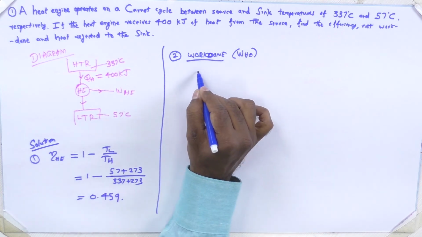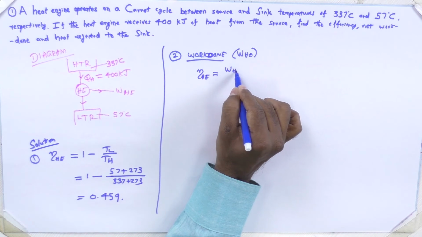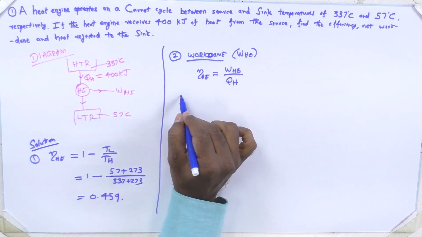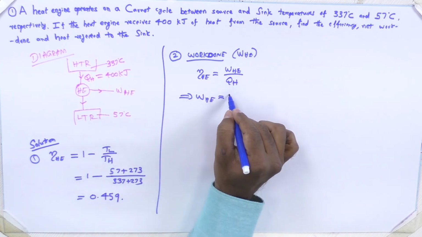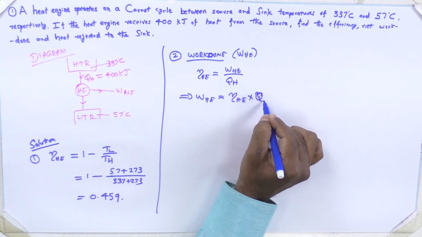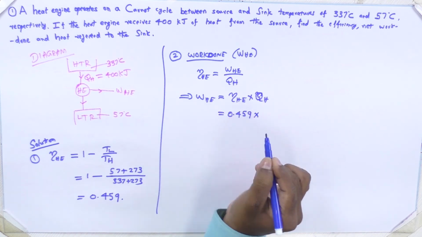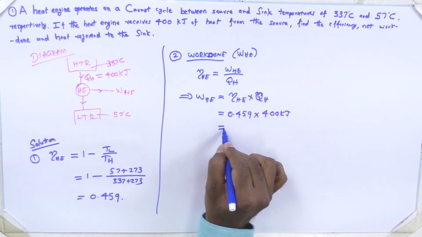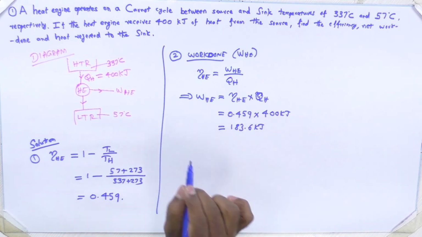So we know the formula: efficiency of the heat engine equals output by input. Output is how much work is done by the heat engine, divided by input, which is how much heat is supplied. Here they are asking for WHE, the work done by the heat engine, given by efficiency of the heat engine times QH. The efficiency is 0.459 and the heat input given is 400 kilojoule. So we get a value of 183.6 kilojoule as the work output.